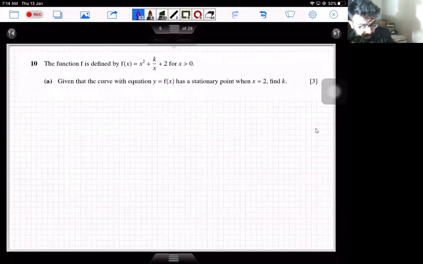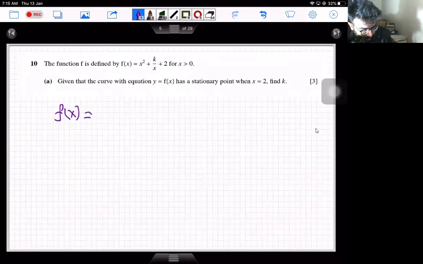So the question is saying that the function f is defined by f(x) equals x squared plus k over x plus 2 for x greater than 0. Part A is saying that given that the curve with equation y equals f(x) has a stationary point when x is equal to 2, find the value of k. So first of all, we need to find the f dash x function. We need to differentiate it.